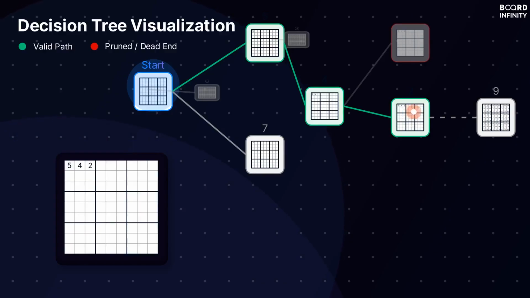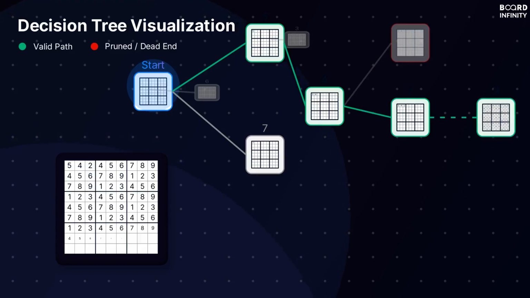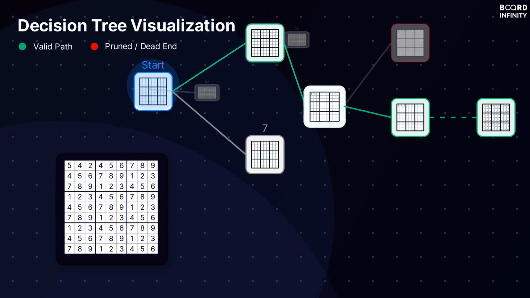guiding the search efficiently. By methodically exploring and pruning, the backtracking algorithm guarantees that if a solution exists, it will find it. This systematic process ensures efficiency, as it only explores promising paths and quickly abandons those that lead nowhere. The final green path represents the sequence of valid decisions that lead to a complete and correct solution, a testament to the power of structured problem solving.